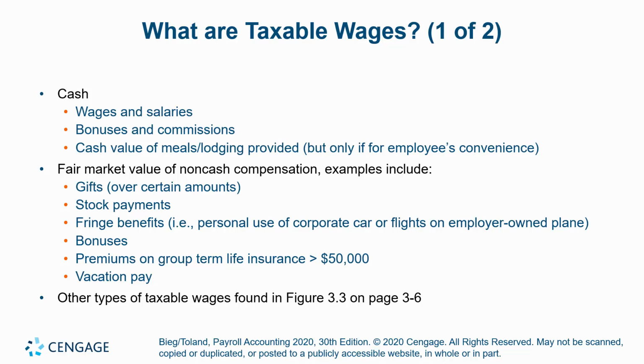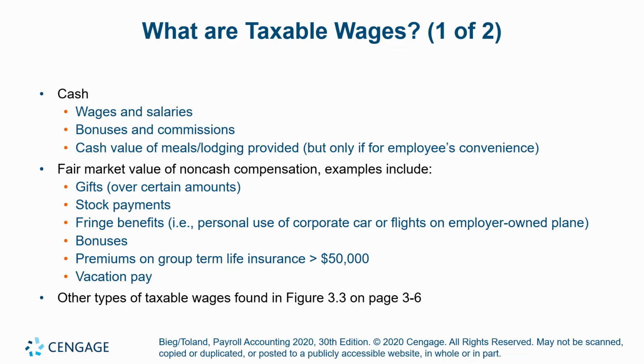Okay, so we're still talking about FICA. What are taxable wages? Well, it's lots of stuff. It's not just your wages and salaries. It's also all your bonuses, your commissions. What's this third thing we'll say? Cash value of meals and lodging provided, but only if for employees' convenience.